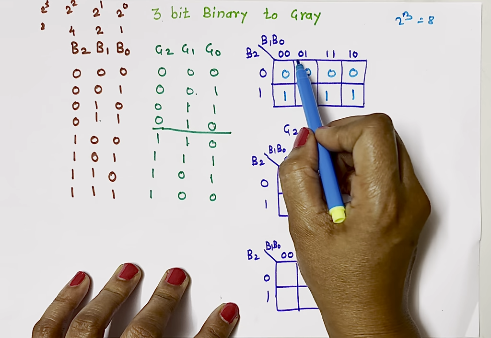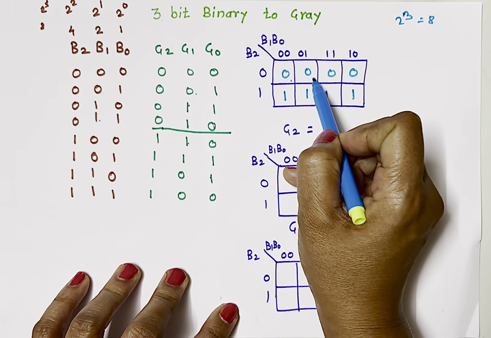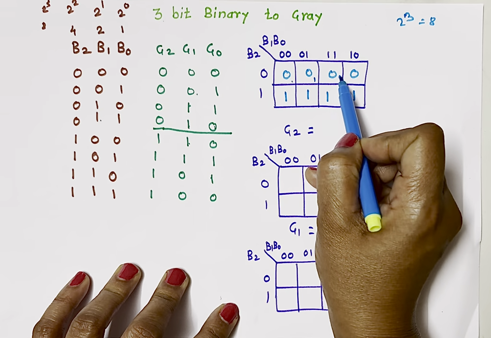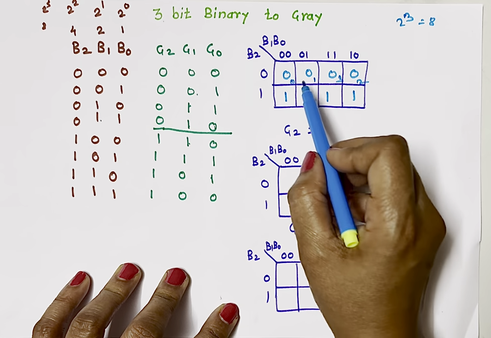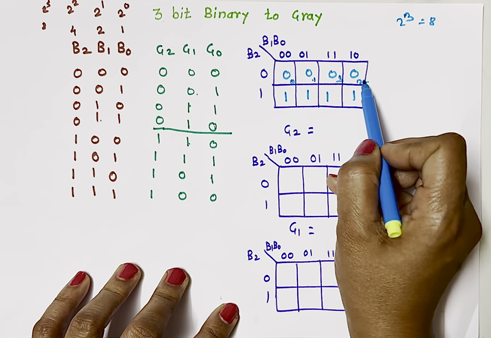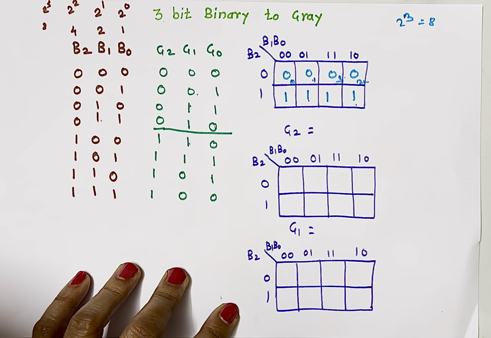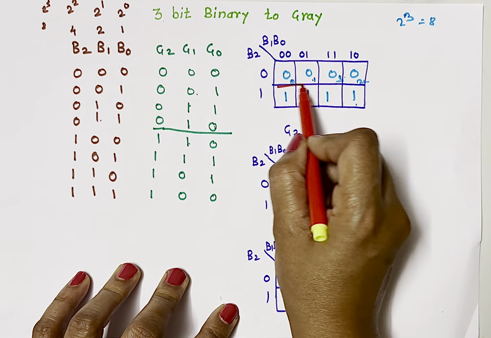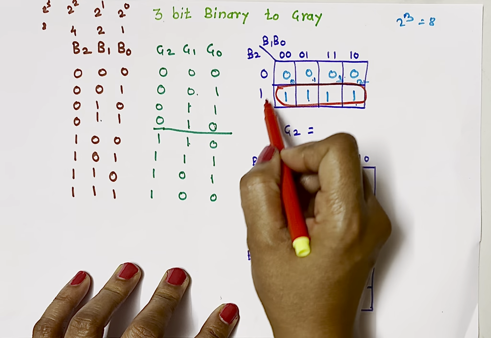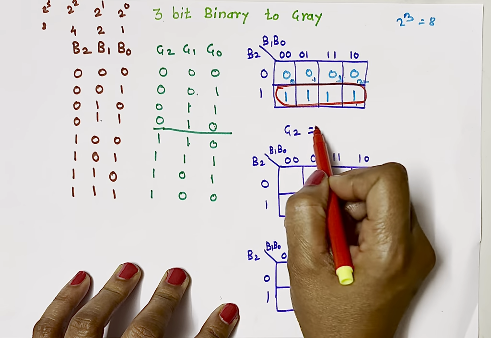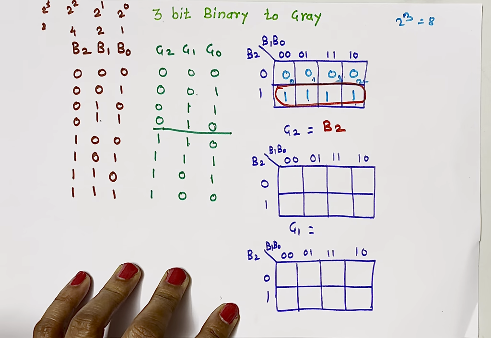See, here we use gray code. So 0, 0, 0 is 0, 0, 0, 1 is 1, 0, 1, 1 is 3, 0, 1, 0 is 2. So in the K-map, numbers we put like 0, 1, 2, 3, 4, 5, 6 and then 7. So here let's group them. So what we can do? I'll make one group. And for this group, the equation is B2. B2 is 1, so B2. So G2 is equal to B2.